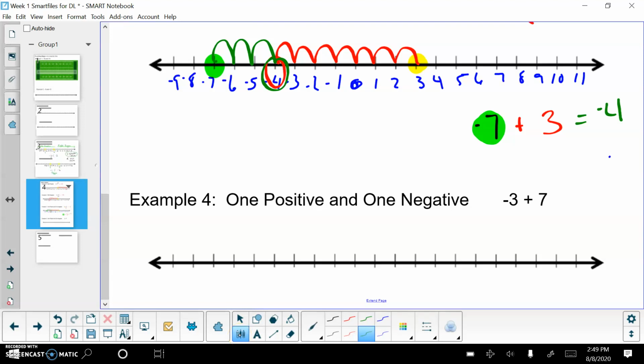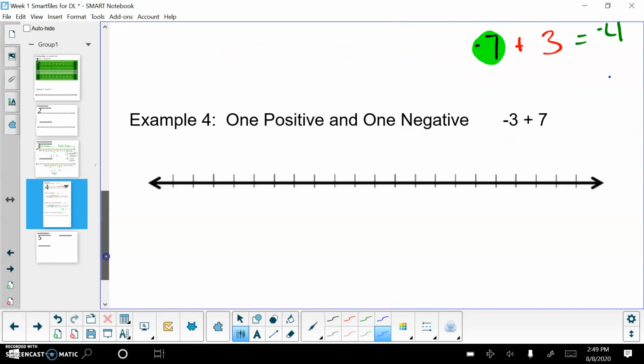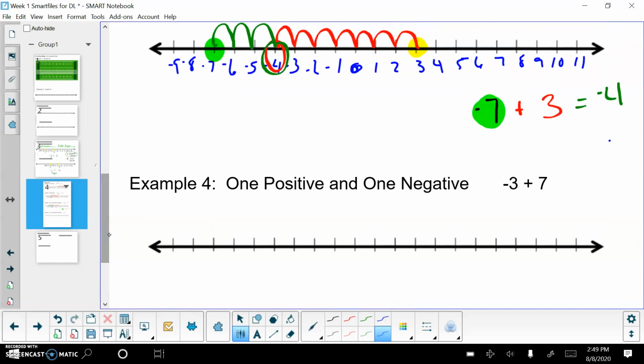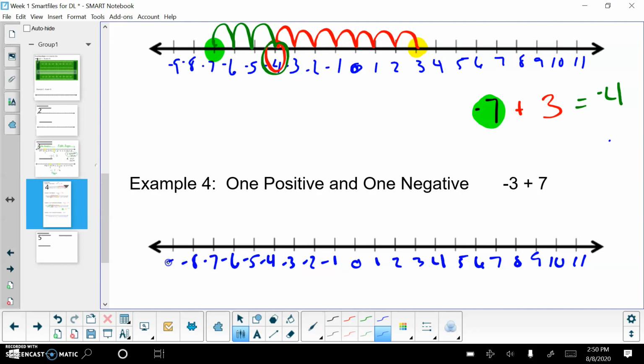I'm going to start off again by making my number line, and I'm going to try to make it look very similar to the one that we had before. So I'm going to put my 0 and my positive side, and then I'm going to put my negative side. Okay, and just like before, I'm going to start off with my highlighter.